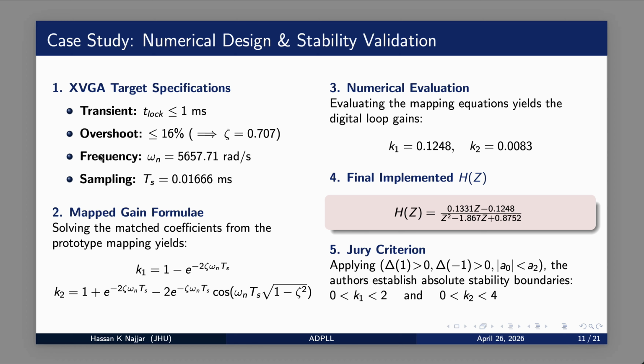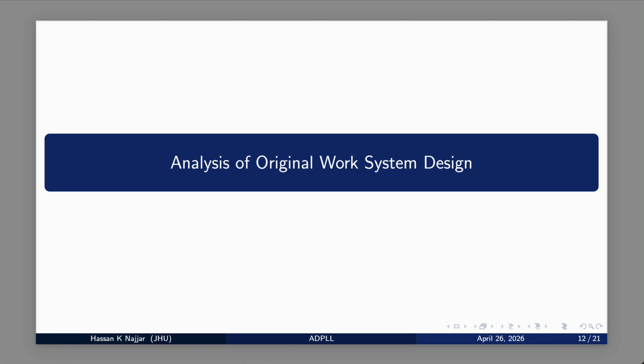The paper also reports simple independent Jury-style bounds on the gains, namely K1 between 0 and 2 and K2 between 0 and 4, as its stability limits for the ADPLL architecture. In the following section, I will replicate the author's design and confirm their results.